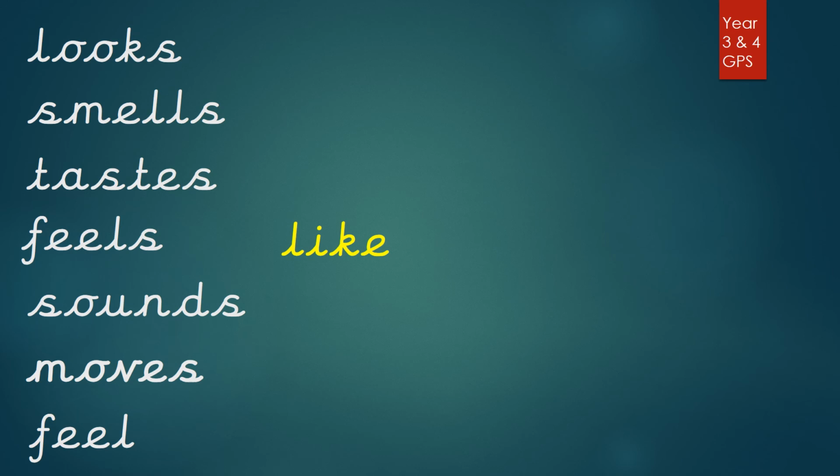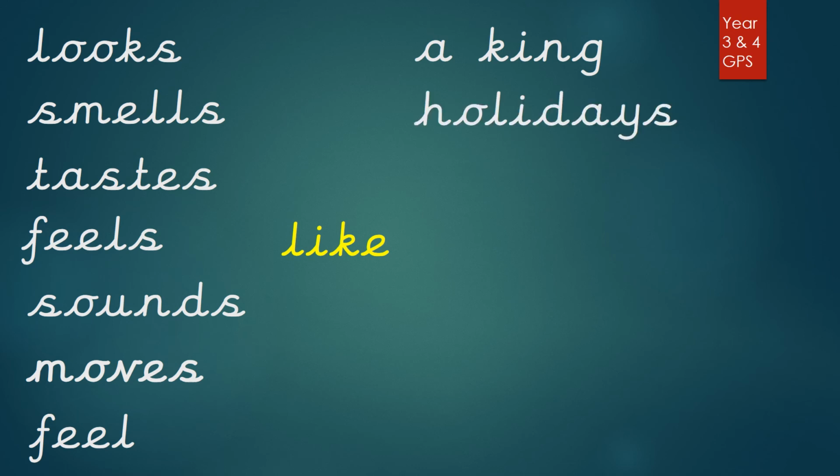So what might something look like? Well, a person might look like a king when they're all dressed up. They're not a king, they just look like one because they're so beautifully dressed. My children yesterday were saying that the suntan cream smelled like holidays. Obviously, it's not a holiday, the suntan cream, but because we wear it when we go on holiday, it reminds them of a holiday, and they said it smells like holidays.